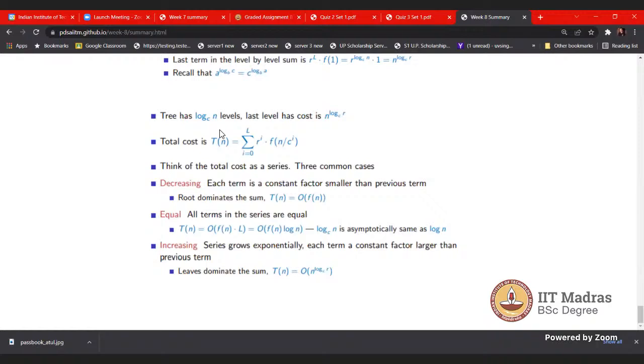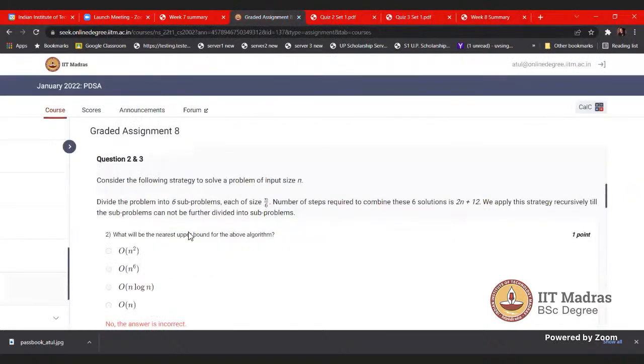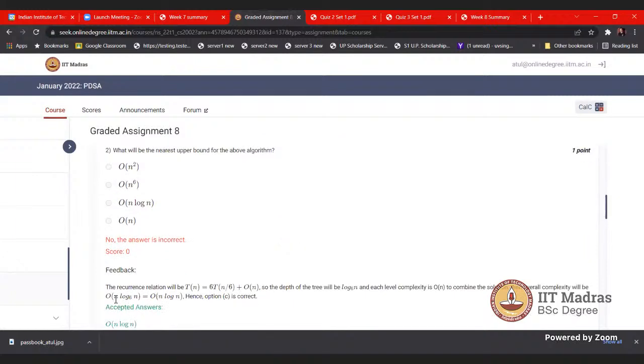In problems 4 and 5, we are always dividing into 2 subproblems, and for problems 2 and 3, we are always dividing into 6 subproblems, each of size n/6. So the complexity will be n log 6, where the base is 6. We will consider it as simple log n, equivalent to log n complexity. This is the upper bound actually. So we can use this upper bound as log n.